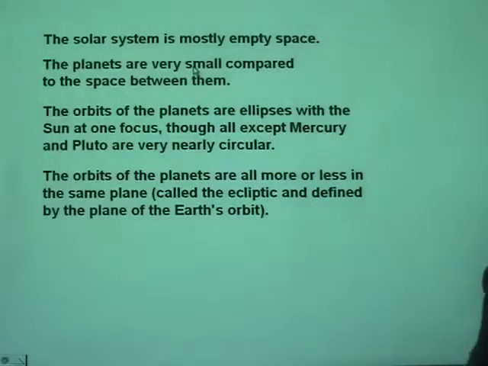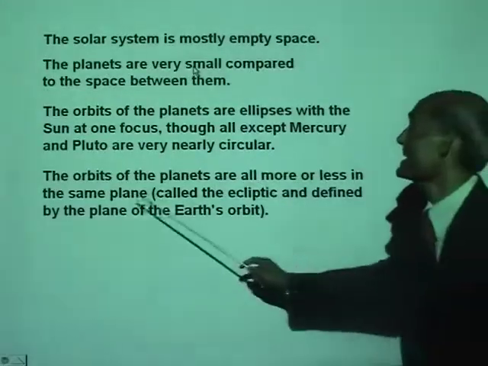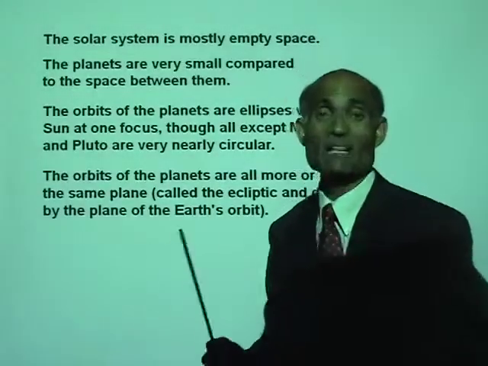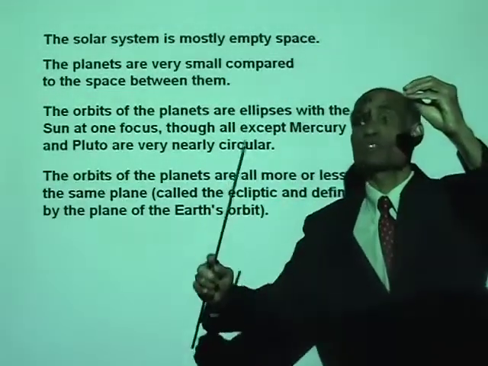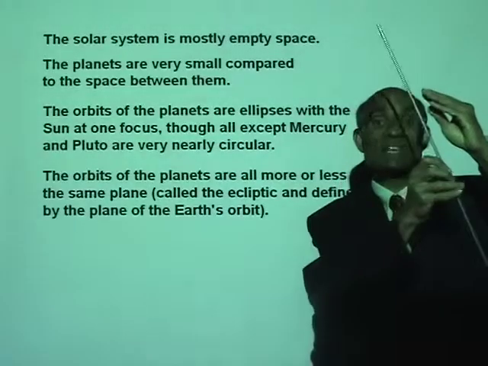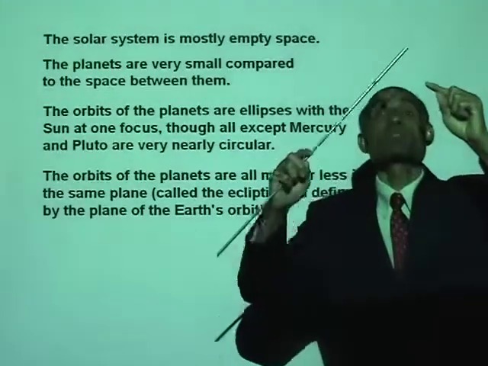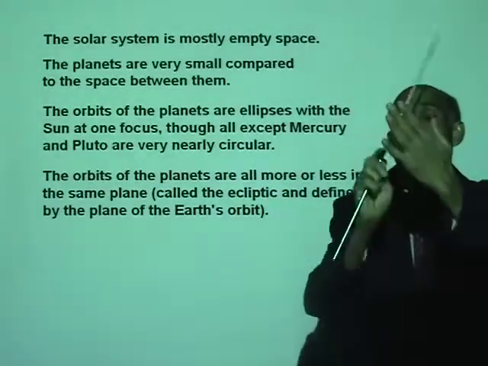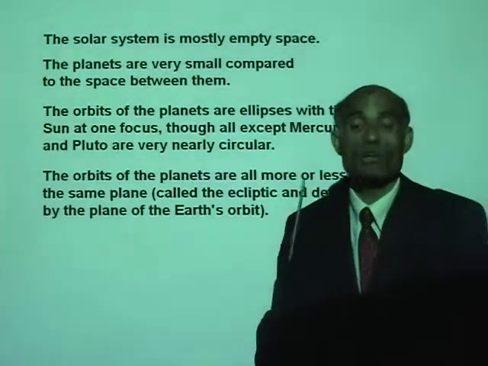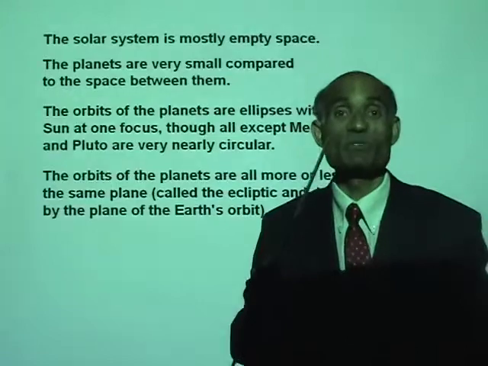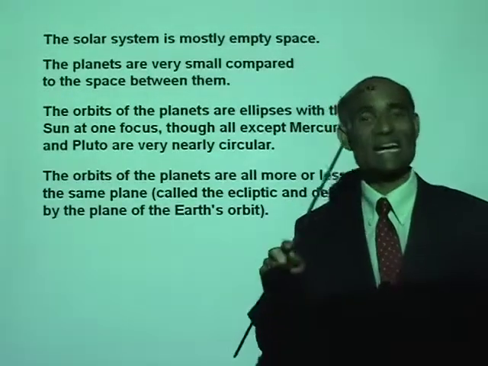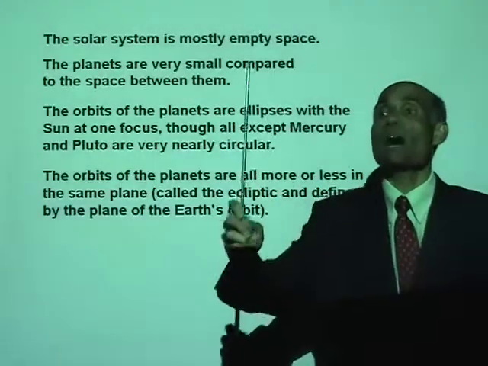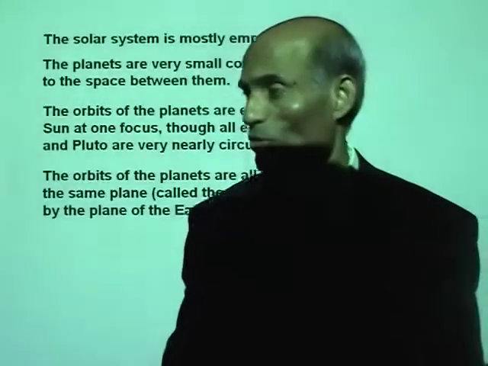The orbits of the planets are all more or less in the same plane called the ecliptic. Now, if you take the path of the Earth around the Sun, that is in one plane. If you take the path of Mercury around the Sun, it is also in the same plane, and that plane is called the ecliptic. Now take a note of that. We will be looking at that again. So what is the ecliptic? The ecliptic is the plane that contains the path of the Earth around the Sun.